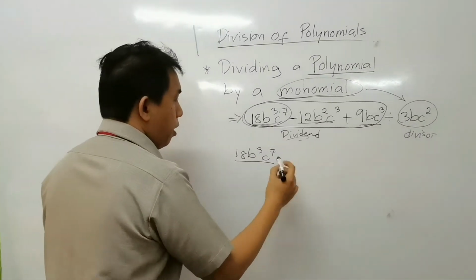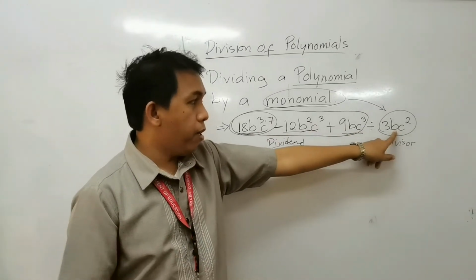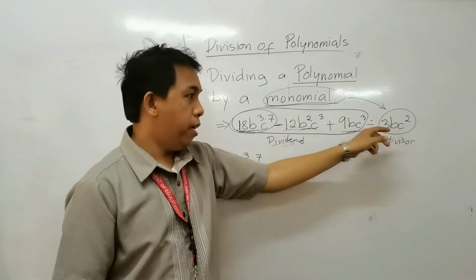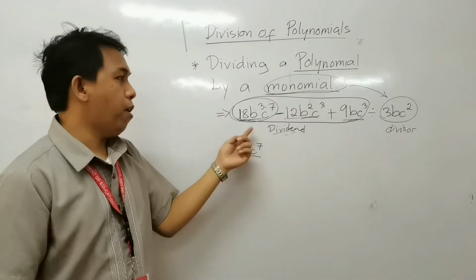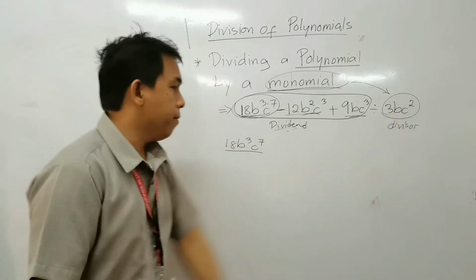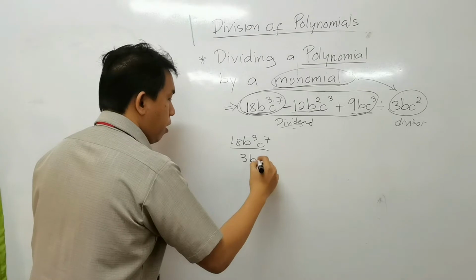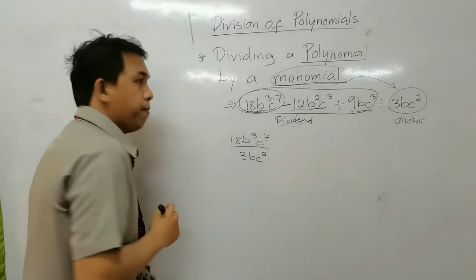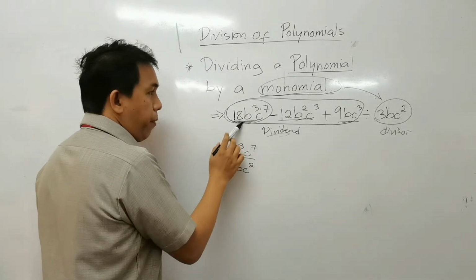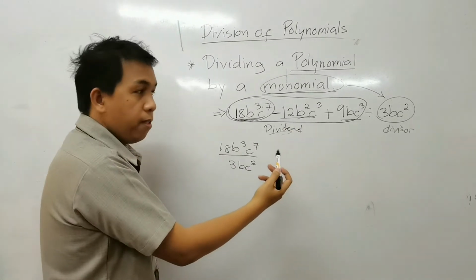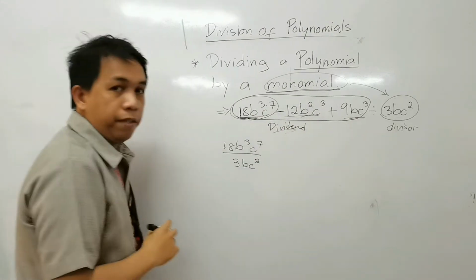Since this is division, we consider this one as our numerator also. And since this is the dividend, it should have a divisor. So our divisor would be this one: 3bc squared. Meaning this term is being separated from the polynomial, with the presence also of the divisor.